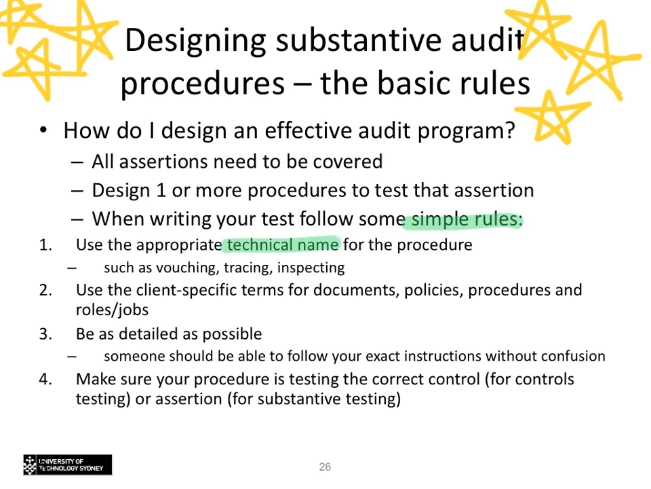Number 1, use the right technical name for a procedure. We've got 9 procedures: vouching, tracing, inspecting documents, inspecting physical assets, recalculation, confirmations, inquiries, observation, analytical procedures. Use the correct terminology. That's not because I don't know what you're talking about when you explain what you're doing, but it's about being part of the profession.